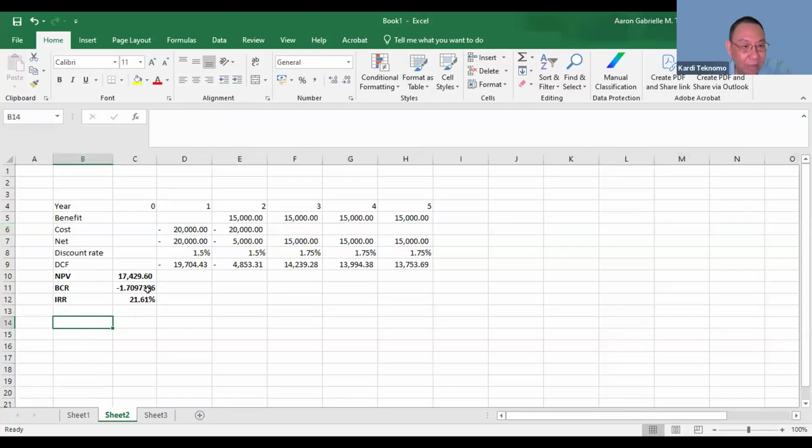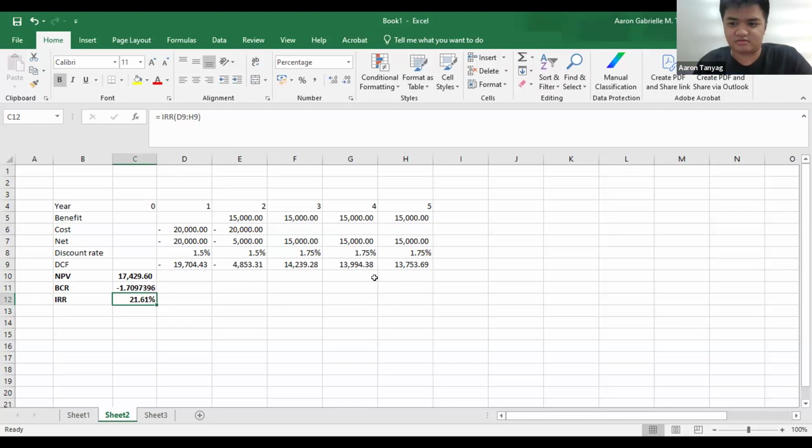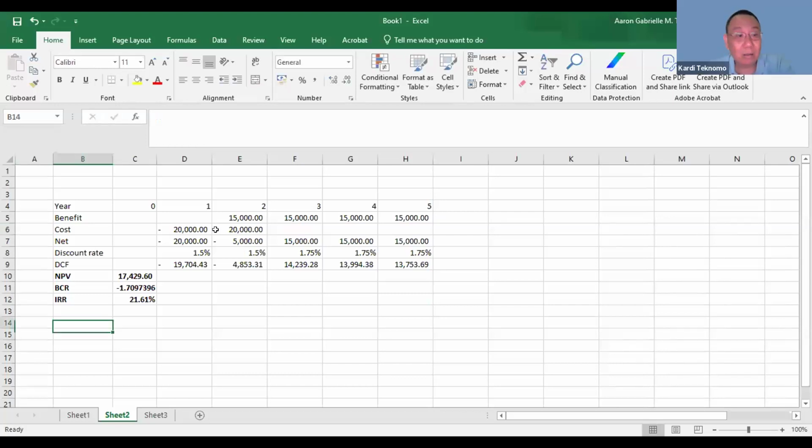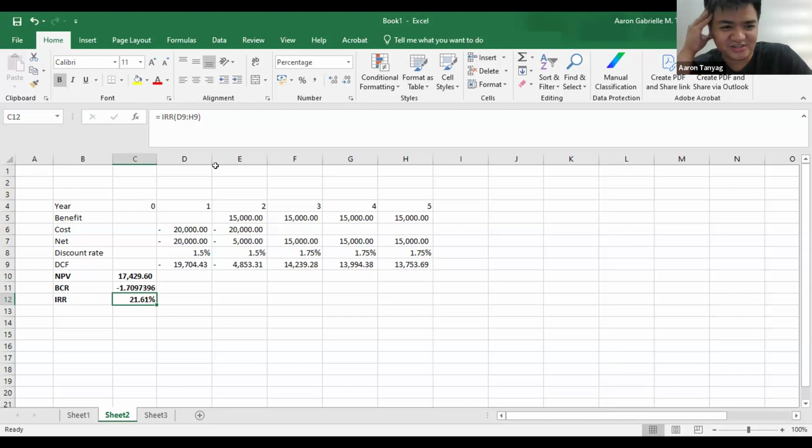So the IRR is okay. You can get everything from there, right? Oh, this is 21%, the IRR. Yes, for the IRR, I just got the IRR of the discounted cash flows. Supposed to be all of this, right? That's correct.